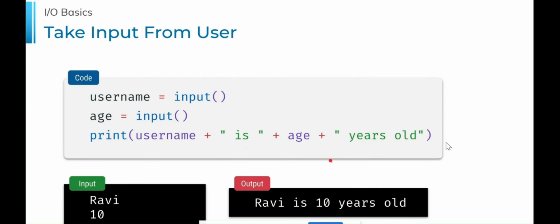Similarly, the concatenation of strings is done. If we take input from the user and give Ravi 10 in a single line, it takes only the username. If we give them on separate lines, it will take age also, as shown in the example. This will be the output when concatenated.